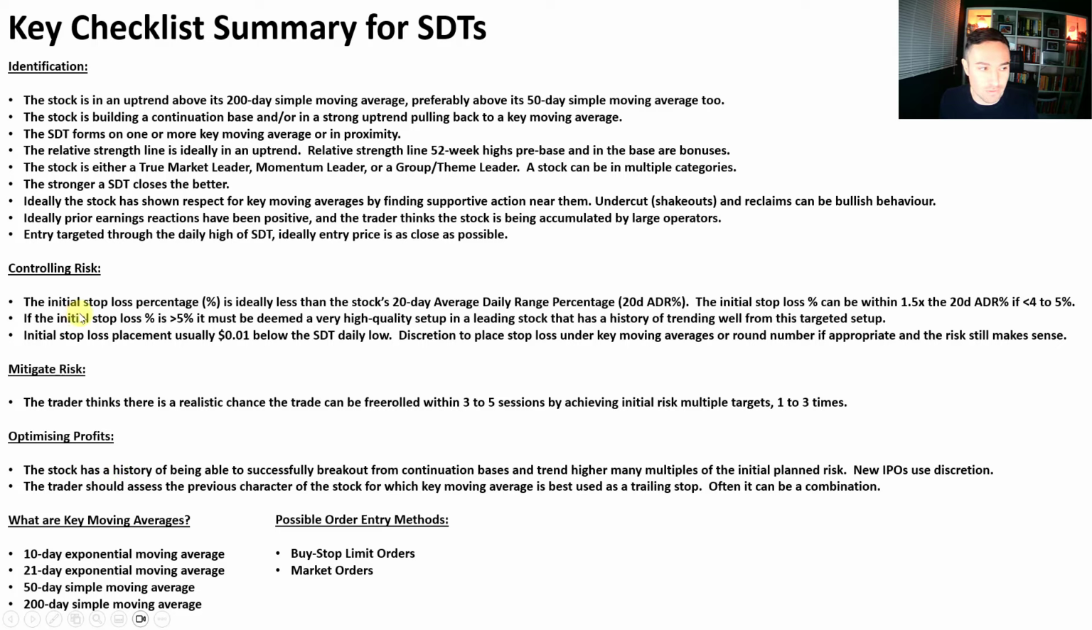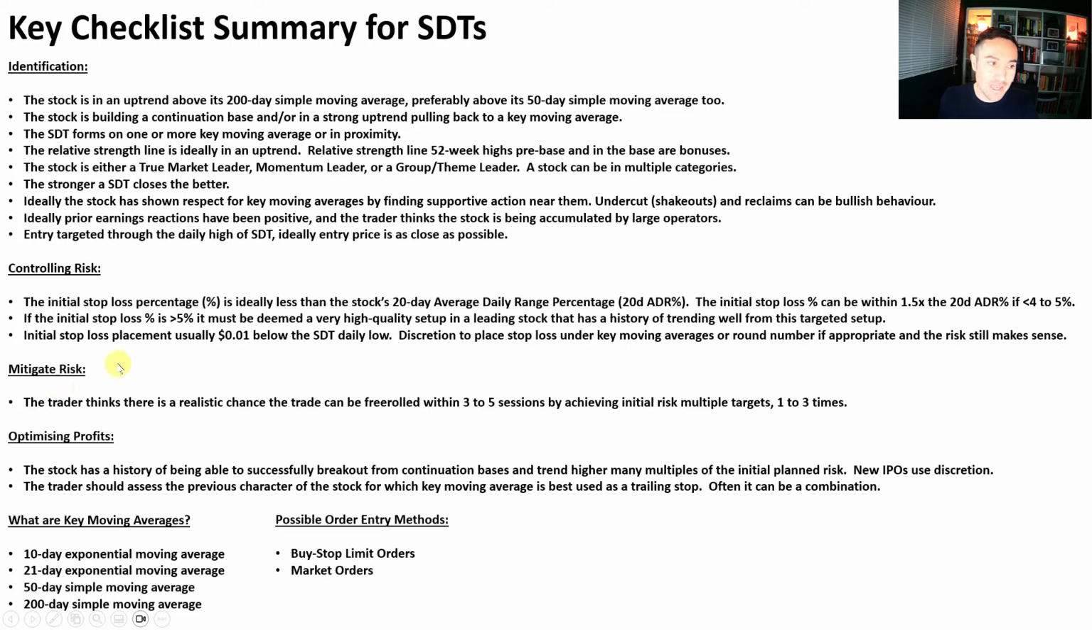So the controlling the risk, right? The initial stop loss percentage is ideally less than the stock's 20-day average daily range percentage, 20-day ADR percentage. Don't worry, I'll explain that. The initial stop loss percentage can be within 1.5 times the 20-day ADR if less than 4 to 5%. If the initial stop loss is greater than 5%, it must be deemed a very high quality setup in a leading stock that has a history of trending well from this targeted setup.